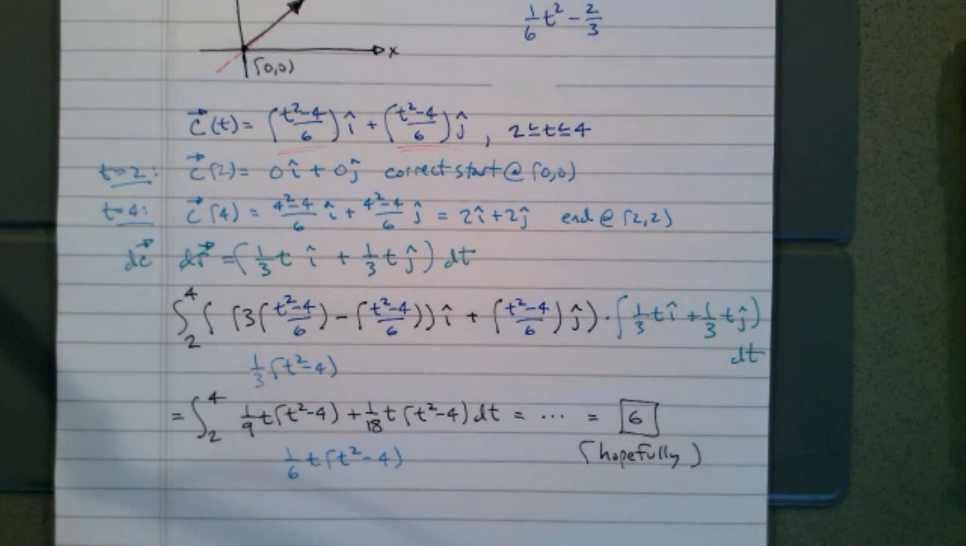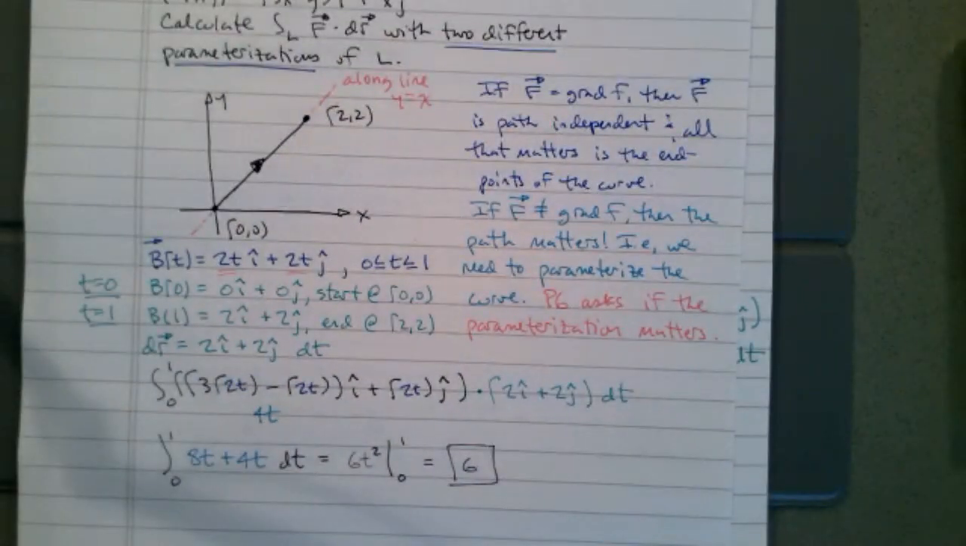So it's important to remember what the overarching point of this problem was. It's to look at 2 different parameterizations of the line segment from 0, 0 to 2, 2. Recognize that our vector field is not a gradient field, so the path matters. Knowing that there's a lot of ways we can parameterize a path, does the parameterization matter? This problem is suggesting that the parameterization doesn't matter.